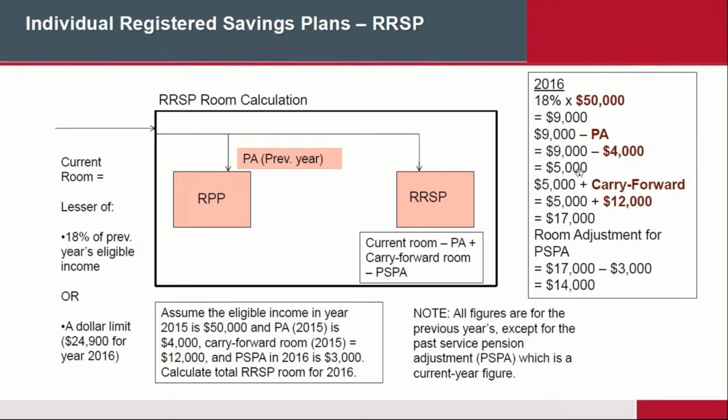So really, you cannot deposit $9,000. You can only deposit $5,000. That's all you can deposit, because the PA reduces your RRSP contribution. Then, so you got $5,000. Let's say that you have carry forward of $12,000.